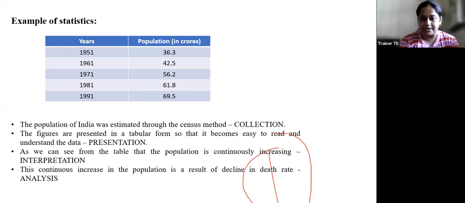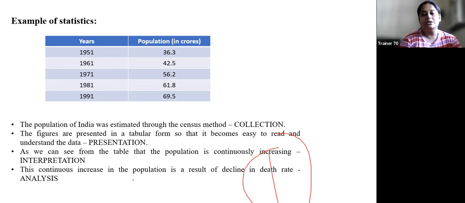That comes under presentation. After that, for example, here you can see from this table that the population of India is continuously increasing. In 1951, it was 36.3, then it became 42.5, then 56.2, then 61.8, 69.5, and so on. So you can see that the population of India is continuously increasing from 1951 to 1991. This is your interpretation. What did you understand from the data? Population is increasing continuously.